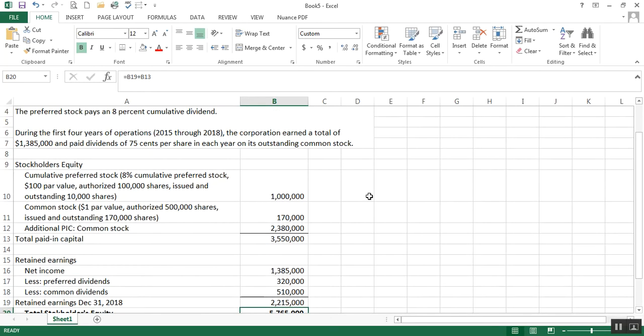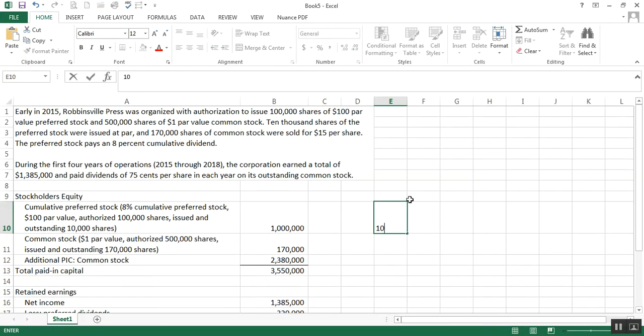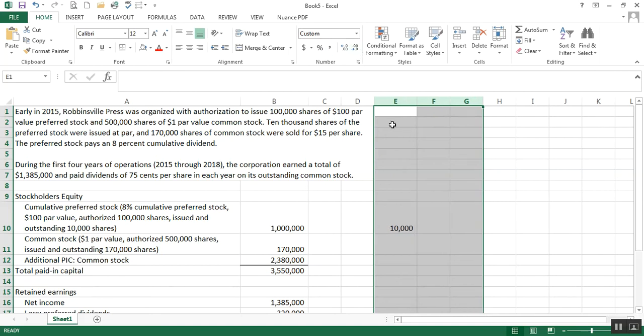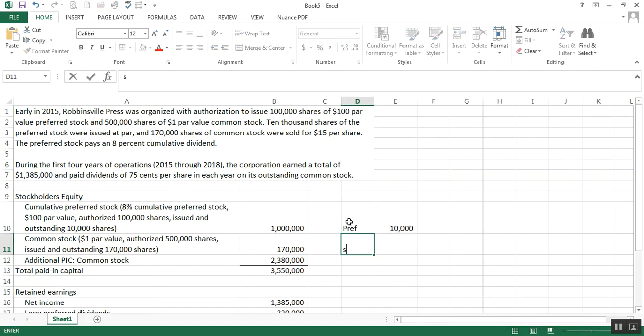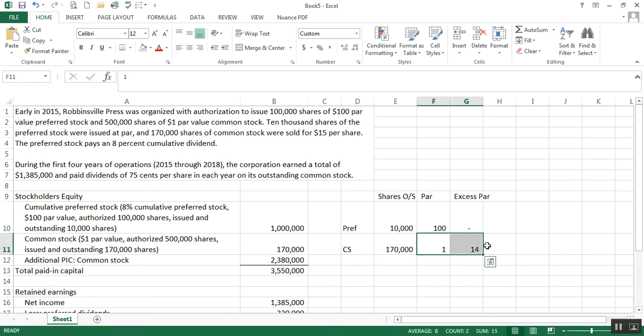When you have information that's given to you in a table, so for example, if I had my outstanding shares over here, 10,000 for preferred. Okay, so this is going to be preferred, this is going to be common stock, this is going to be shares outstanding, this is going to be par, this is going to be excess of par. Okay, here I have 170,000. My par is 100, and here it's $1. I have no excess of par, and here I have $14 because this equals my $15 total.